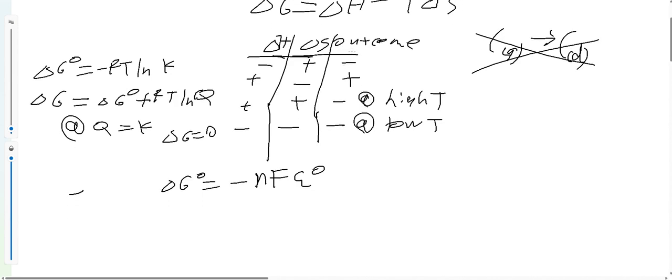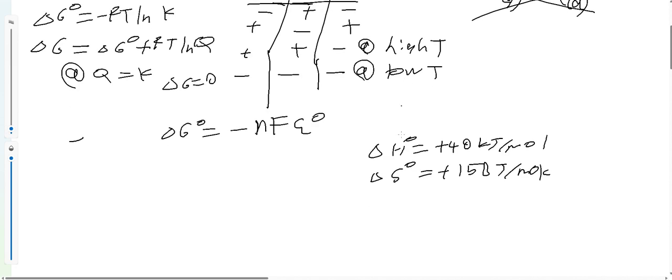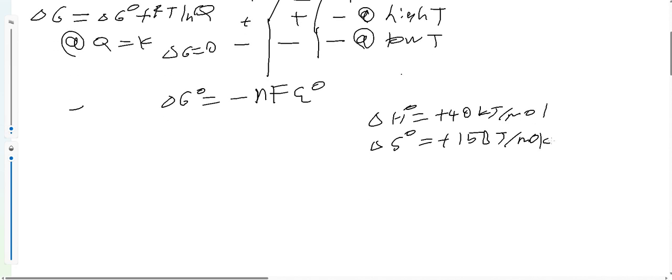So now let's do an example with all this newfound knowledge in your head. Say you have a reaction with delta H naught equals positive 40 kilojoules per mole, and delta S naught is equal to positive 150 joules per mole Kelvin. Is this favorable at 298 Kelvin? You can either solve it yourself by pausing the video or wait for me to explain it in a couple seconds.